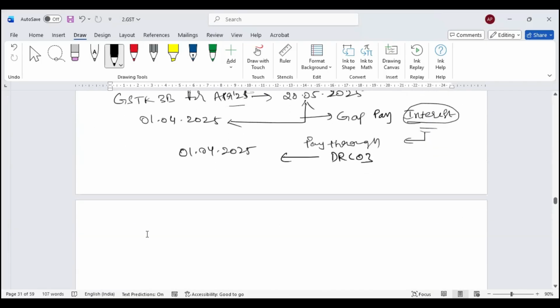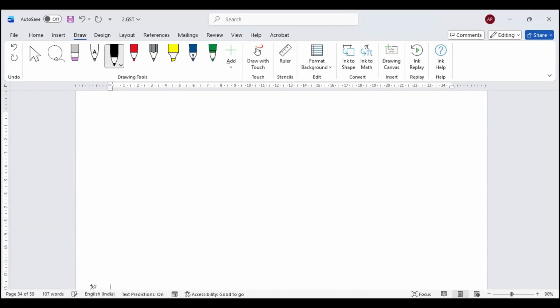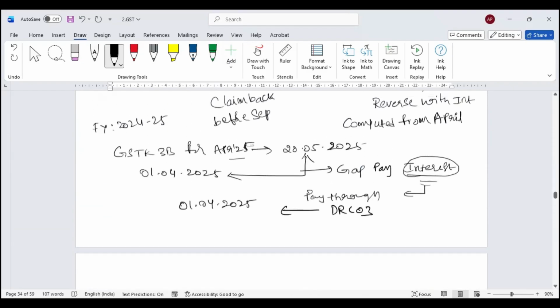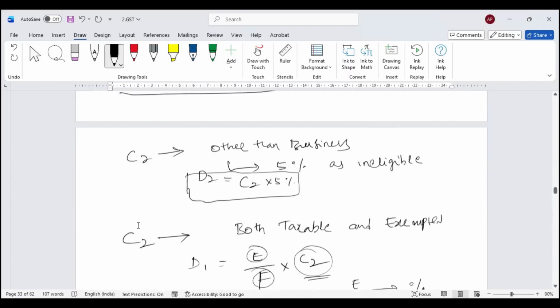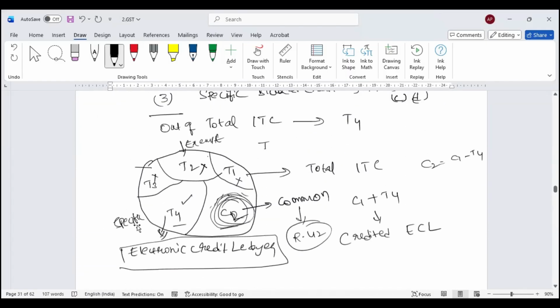Already we have definitions of T1, T2, T3, everything. Correct. Within the common ledger, there is a possibility that there will be some more credit which is not this C2, you're saying. Let's assume this way. There are services and goods which are common to the business, for example, a building on rental basis. Now, in this picture, your entire credit is credited to this.